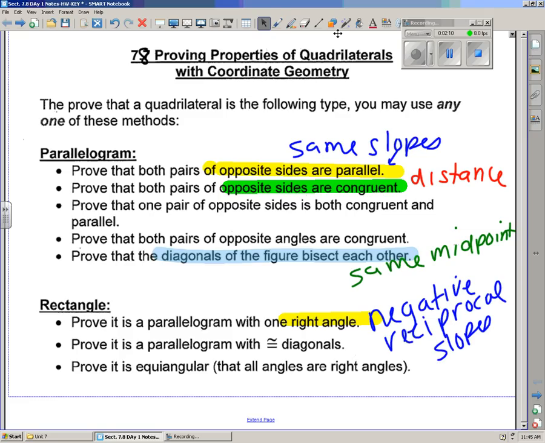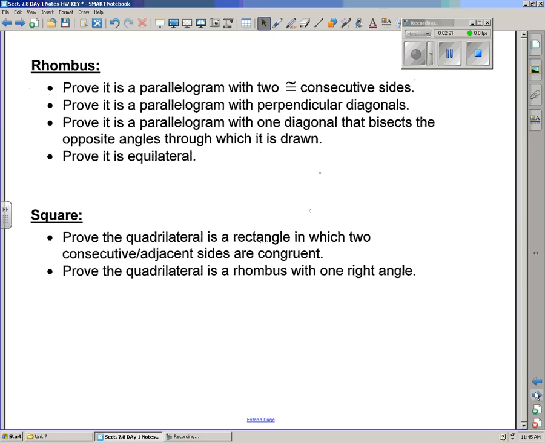Okay. Prove that you've got congruent diagonals. That's the distance formula. Prove that it's equiangular. Equilateral means all sides are the same. That's also distance formula. So with a rhombus, if you prove that it's a parallelogram with 2 consecutive congruent sides, distance formula. If it's a parallelogram with perpendicular diagonals, the fact that it's perpendicular, just like right angles, those are going to be negative reciprocal slopes.